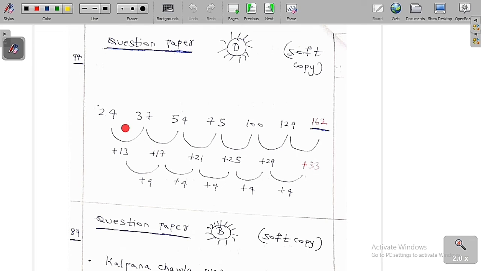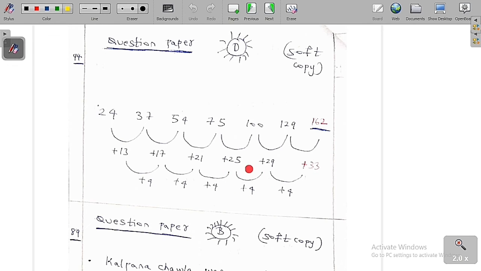If you see clearly, if you add 13 to 24, you get 37. If you add 17 to 37, you get 54. If you add 21 to 54, you get 75. If you add 25 to 75, you get 100. If you add 29 to 100, you get 129. So these are plus 13, plus 17, plus 21, plus 25, plus 29. If you take the difference of these two numbers, you get 4. Again, the difference of the next two numbers is 4, and again 4, and here also the same difference, 4.